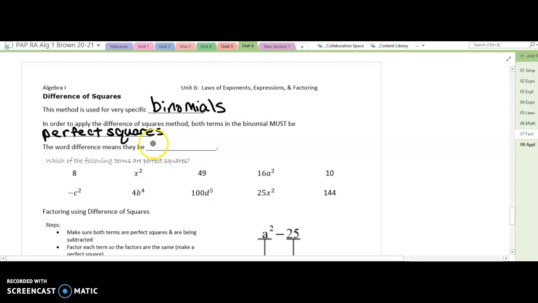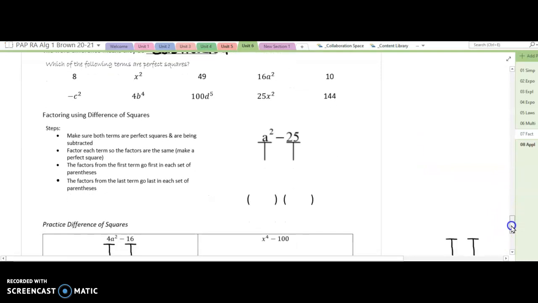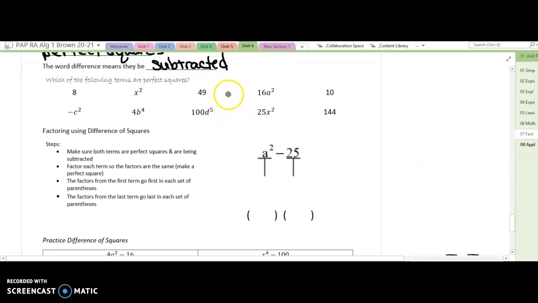So the word difference means that they are subtracted. They have to be subtracted. There has to be a minus sign between the two. Okay? So let's review and make sure that we understand what a perfect square is. Which of the following terms would be perfect squares?